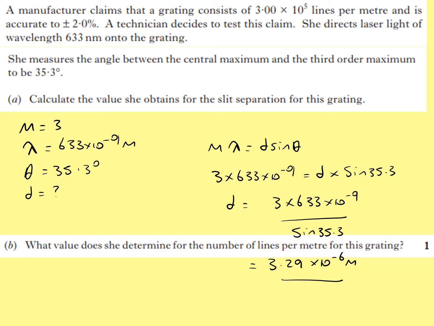We're then asked to say, what value does she determine for the number of lines per meter for the grating? So we've kept this line here. That's our separation between the slits. The number of lines per meter for the grating, remember d is equal to 1 over n. So that means n is equal to 1 over d, which is 1 divided by 3.29 times 10 to the negative 6, giving us a value of 3.04 or 3.0 times 10 to the 5. No units.